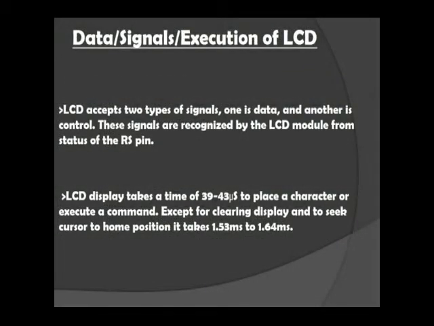Now that was all about the signals and the hardware. Let us come to data, signals and execution. LCD accepts 2 types of signals. One is data and another is control. These signals are recognized by the LCD module from the status of the RS pin. Now data can be read also from the LCD display by pulling the RW pin high. As soon as the E pin is pulsed, the LCD display reads data at the falling edge of the pulse and executes it.